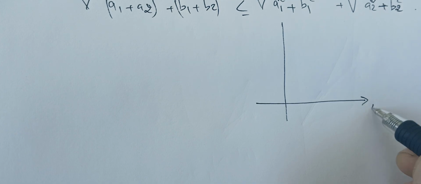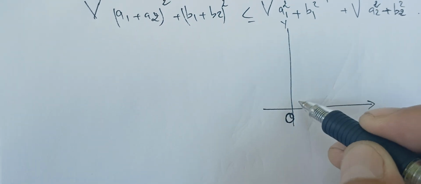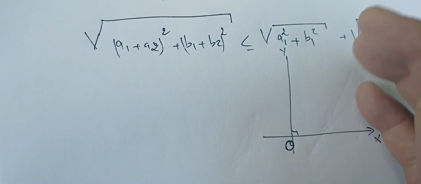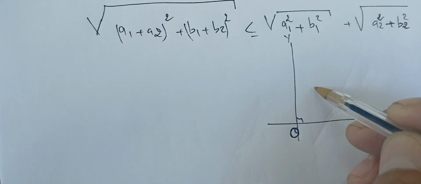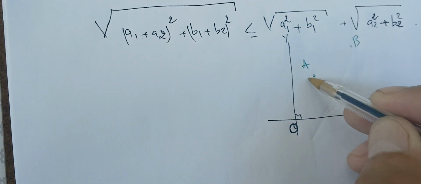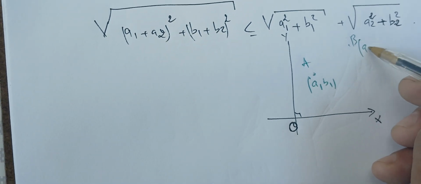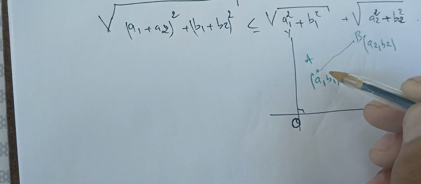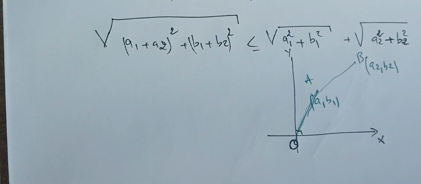We're going to introduce a rectangular system xOy in such a way that we can set some coordinates. Here, if we assume that we have this point A and this point B, A has coordinates a1, b1, and B has coordinates a2, b2. Now we can set them in the following manner.